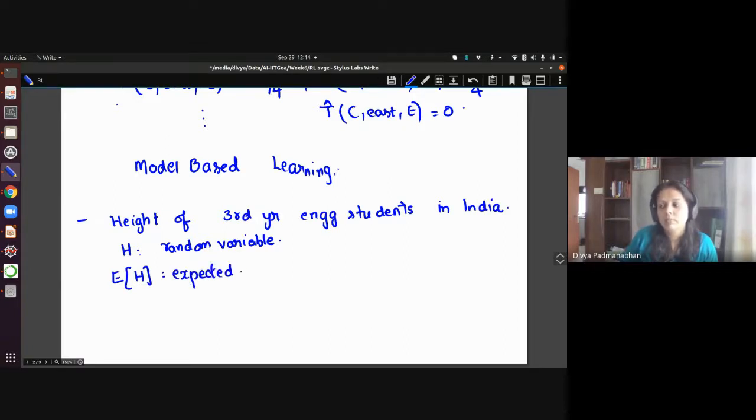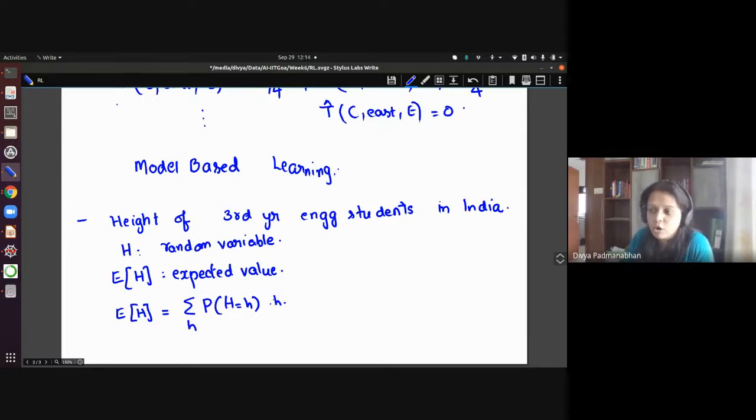From your probability class, you know what the expected value of this random variable is. You remember this definition, I guess. This is just the probability of all possible values the height can take times the h. This is something that you would have seen in your probability class. Now I actually want the expected value, but maybe I don't know these probabilities. So what do I do?